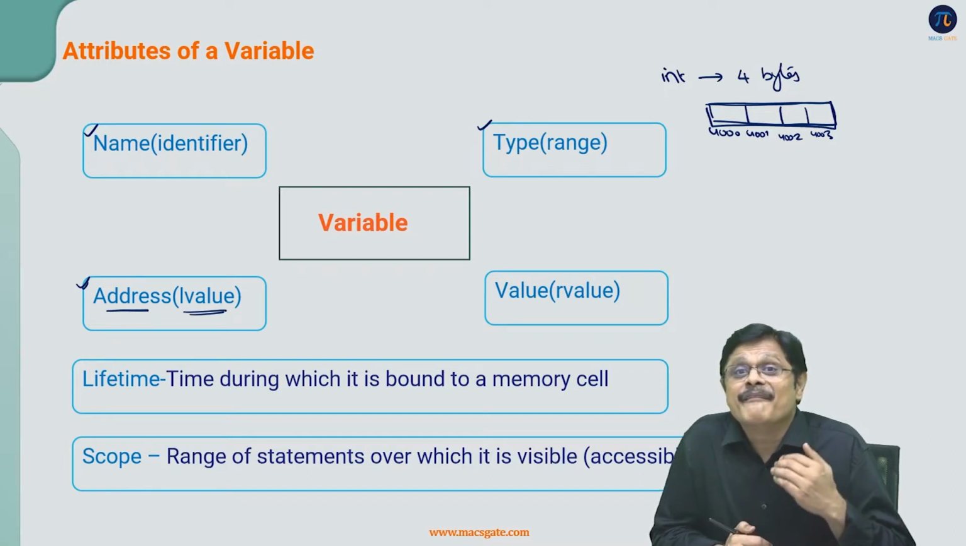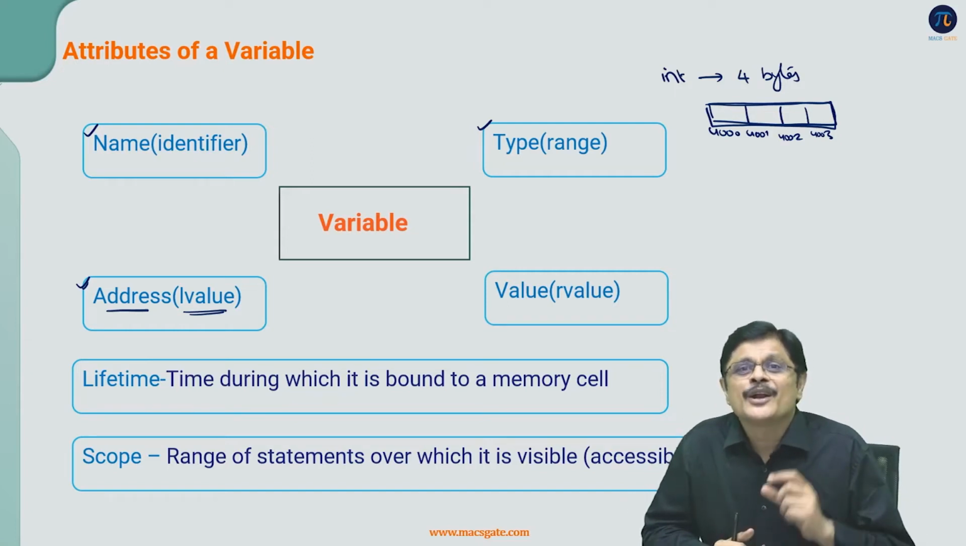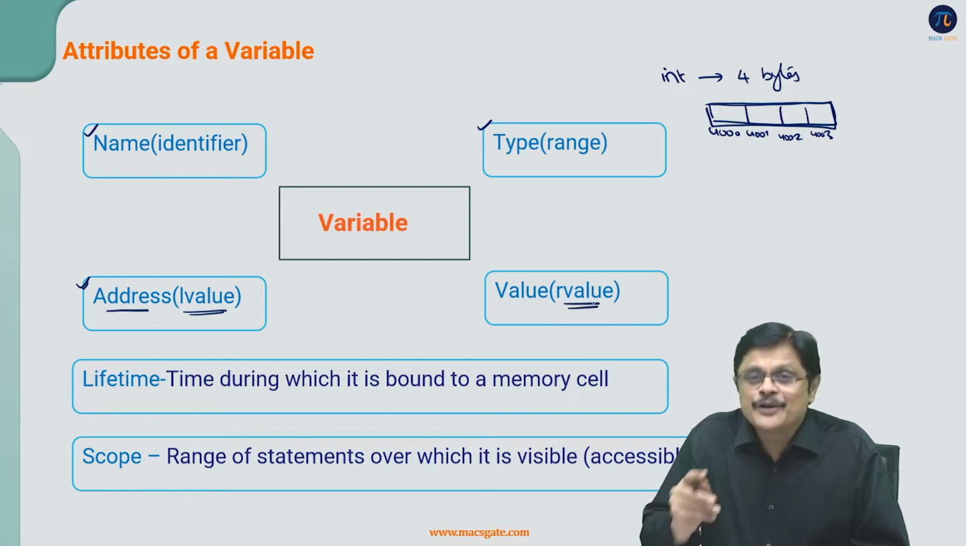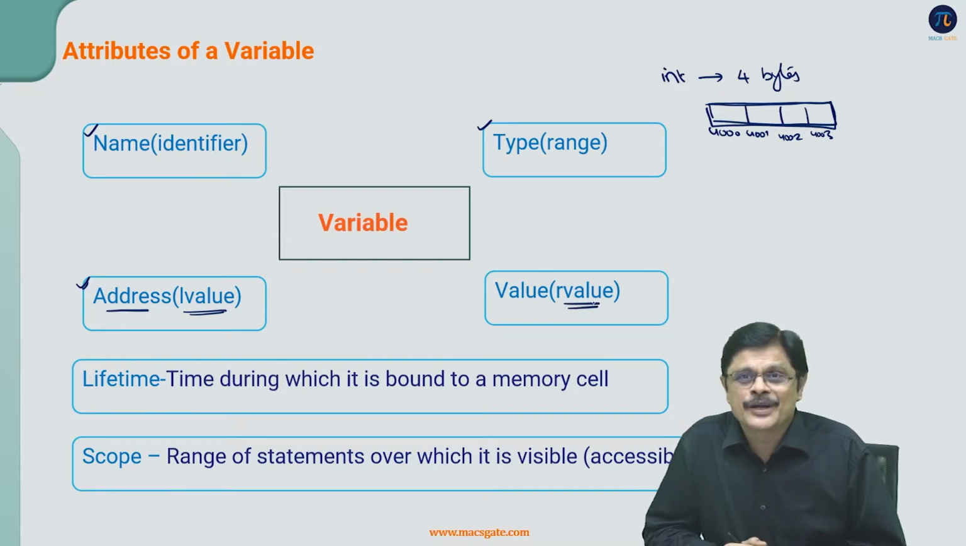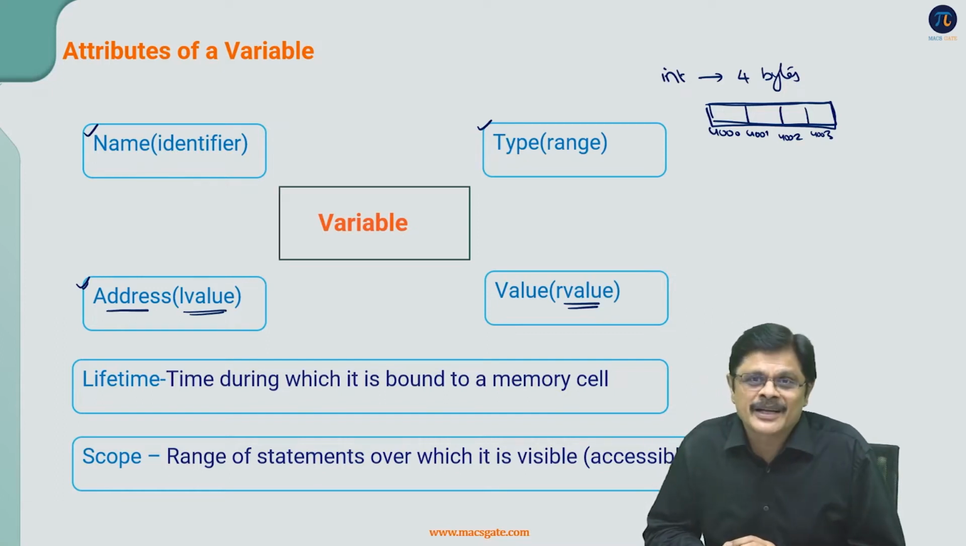Then comes value. That is, what is the value you store in that particular location. That is called R value. R value is the value stored at that particular location. L value is address. R value is the value which you store at that particular location.